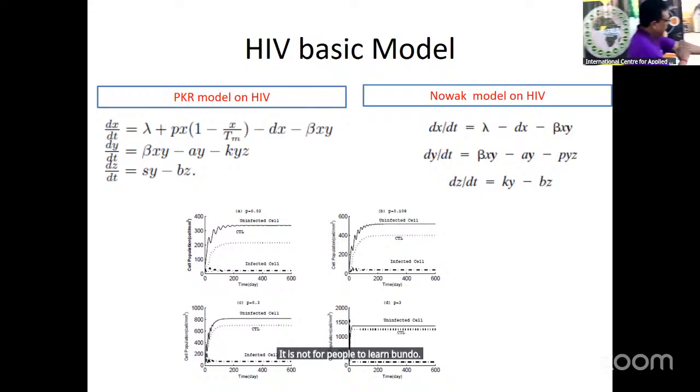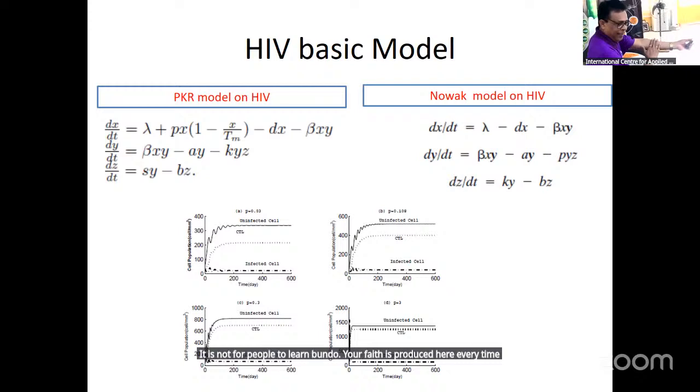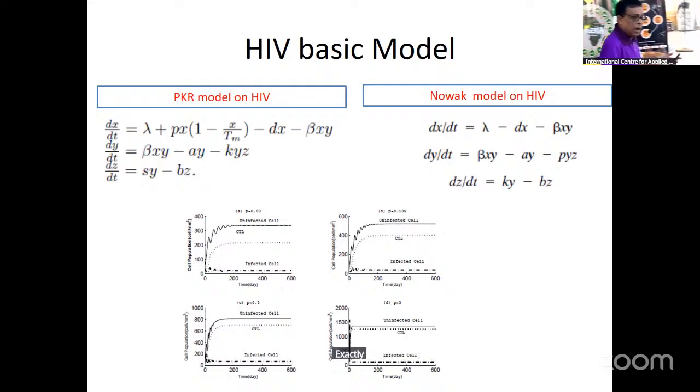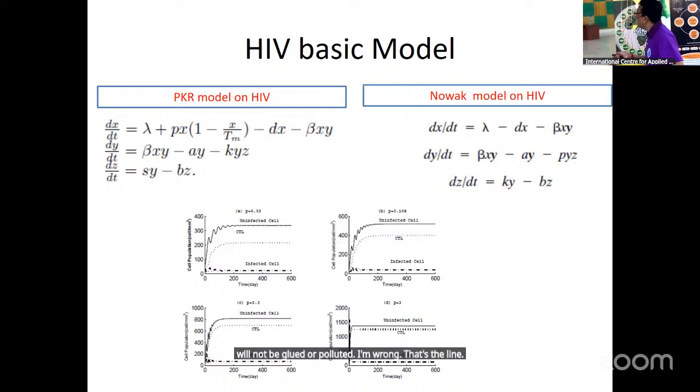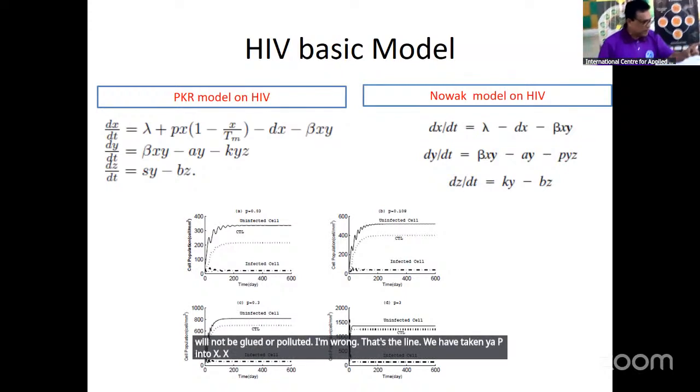Suppose your cell is produced every time. If it is unbounded growth, then it is to be treated as cancer. Excessive growth of cells is cancer. We don't want to reach a position where CD4 plus T cells are produced unbounded. That's why we have taken here P into X. X means CD4 plus T cells.